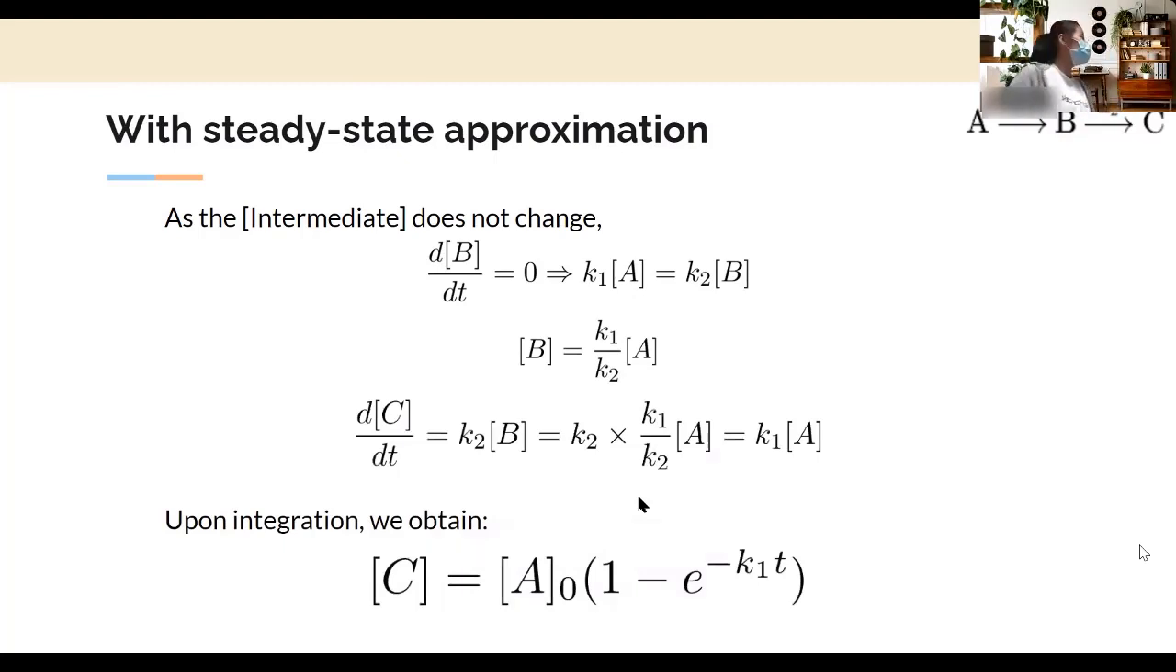Because the overall rate of reaction is given by the rate of formation of the final product, which is C, the rate of formation of C is given by K2 times the concentration of B. So we can substitute in the expression for the concentration of B and do an integration. After that, we'll get the expression for the concentration of C as such.